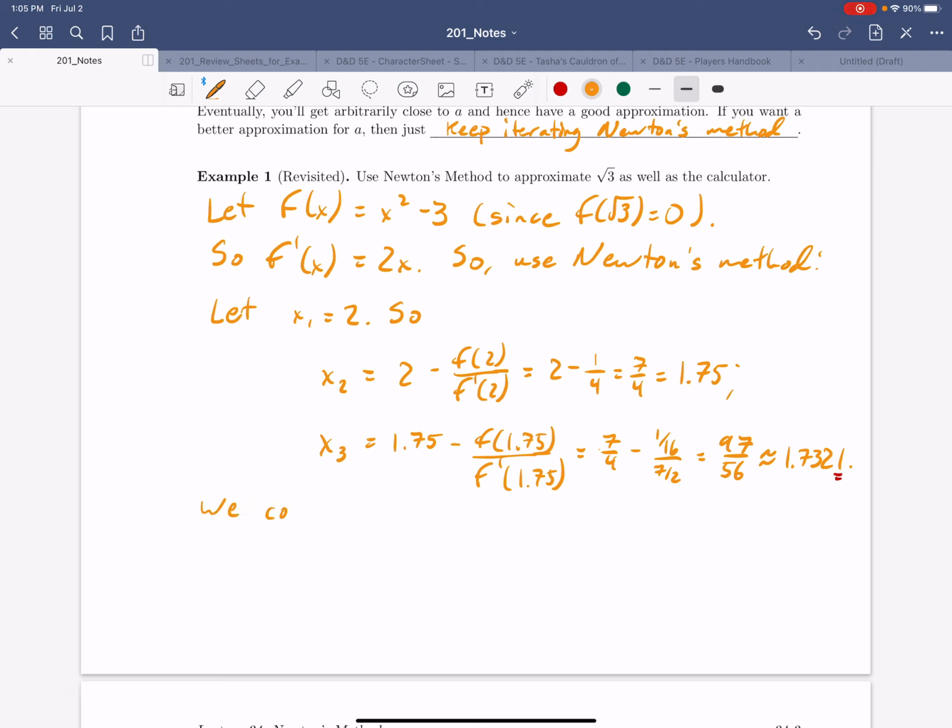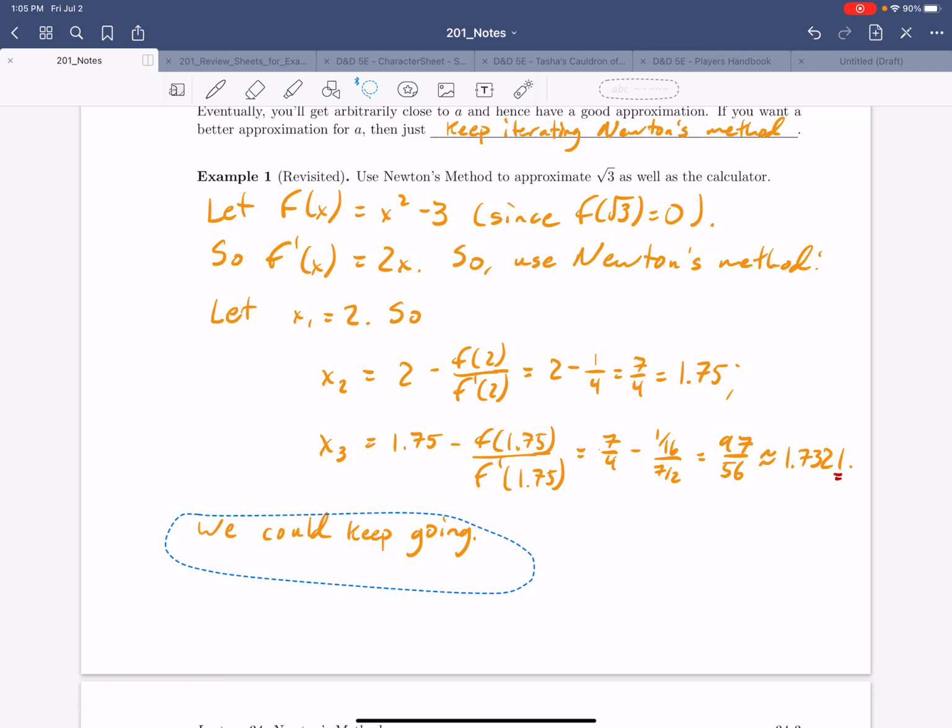I was going to say we could keep going. But as you see, it would be more and more complicated, right? Because we're using just messier and messier numbers. We could get an answer, but it wouldn't be simplified. Okay? And that's sort of the point.